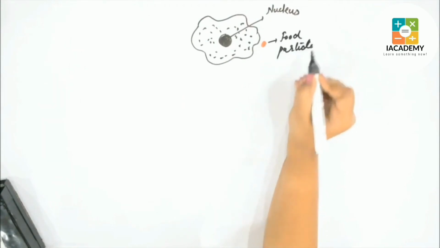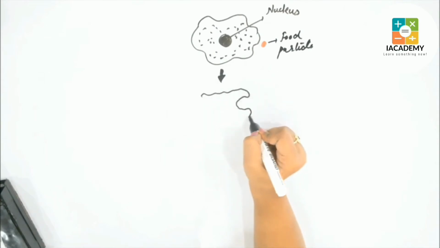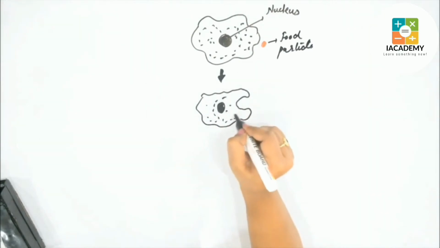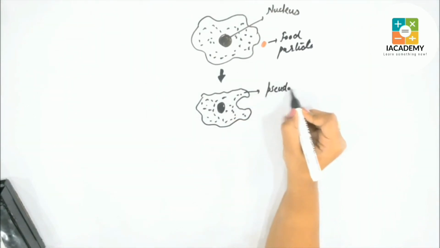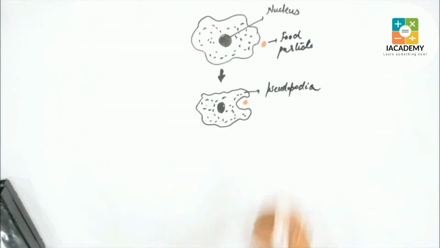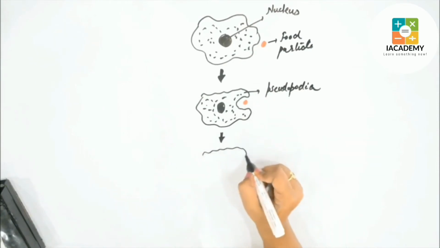This is a food particle. Whenever there is a food particle around the amoeba, it forms temporary finger-like extensions of the cell surface called pseudopodia to capture the food particle. These are called pseudopodia. Pseudo means false, podia means legs. These are like false legs. It actually helps amoeba in locomotion also, so they are called pseudopodia.